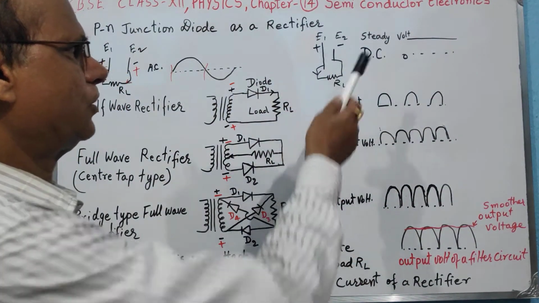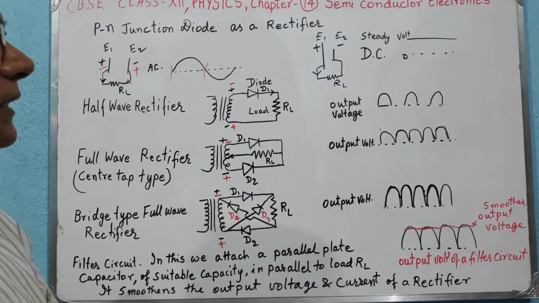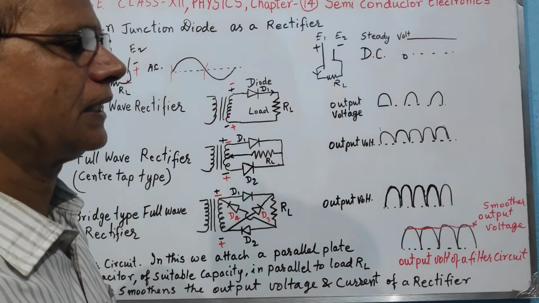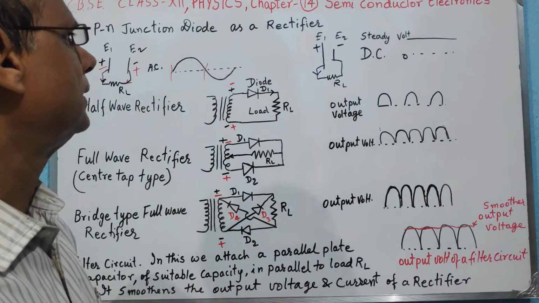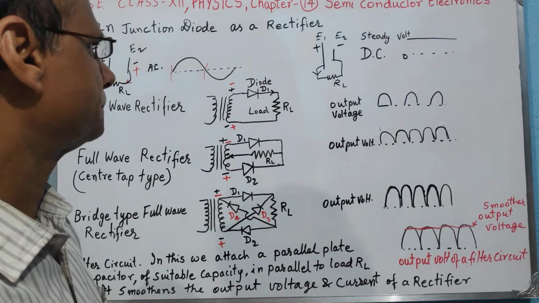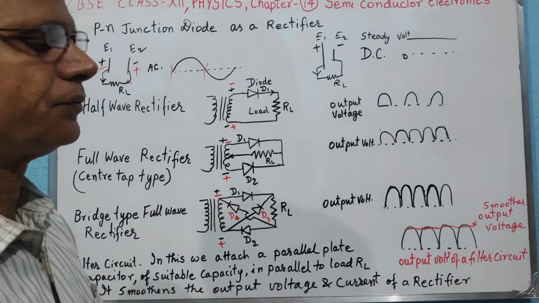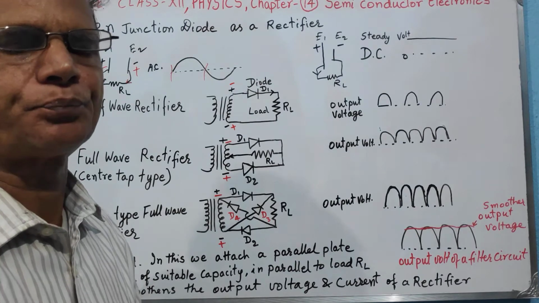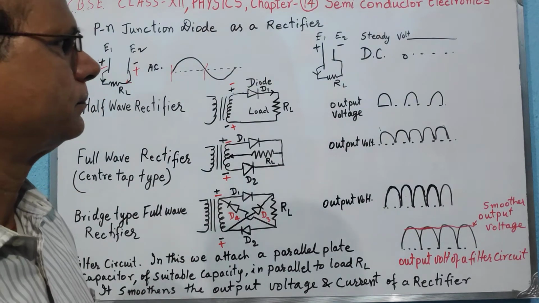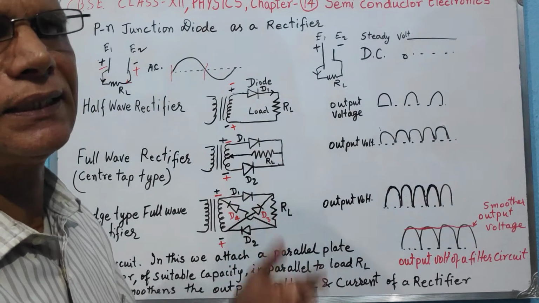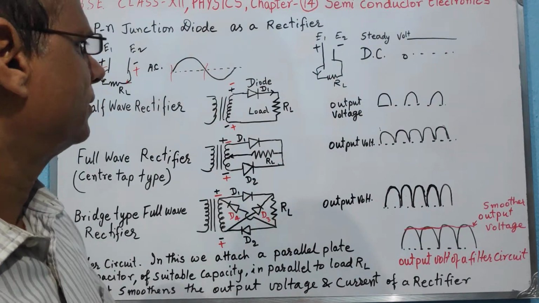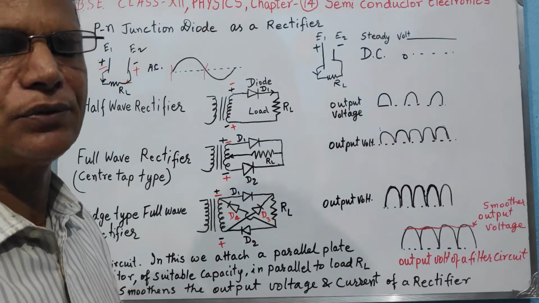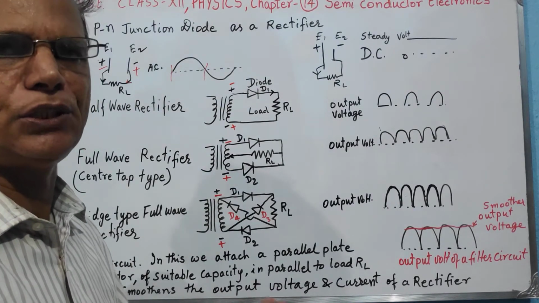It means the flow of charge is always unidirectional in the case of direct current, and the flow of charge reverses its direction after each half cycle in the case of alternating current. Now, most electronic devices need DC, and therefore we need to convert AC into DC, and for that we use the diode as a rectifier, a device which converts AC into DC.